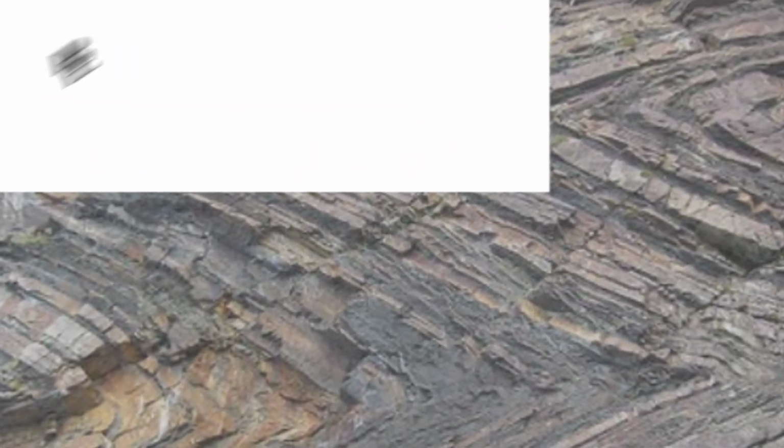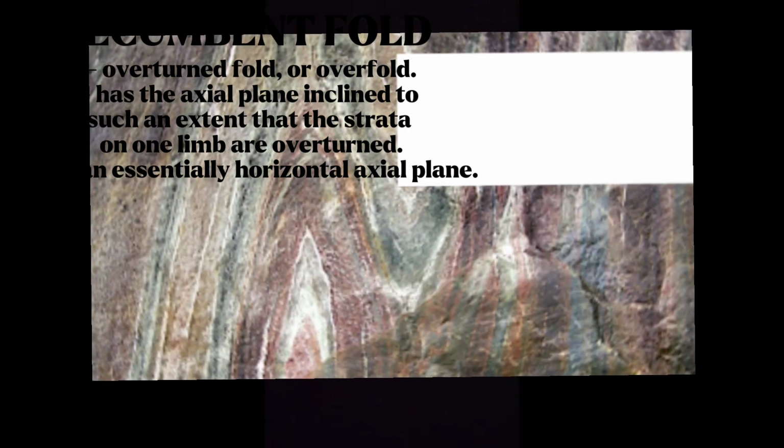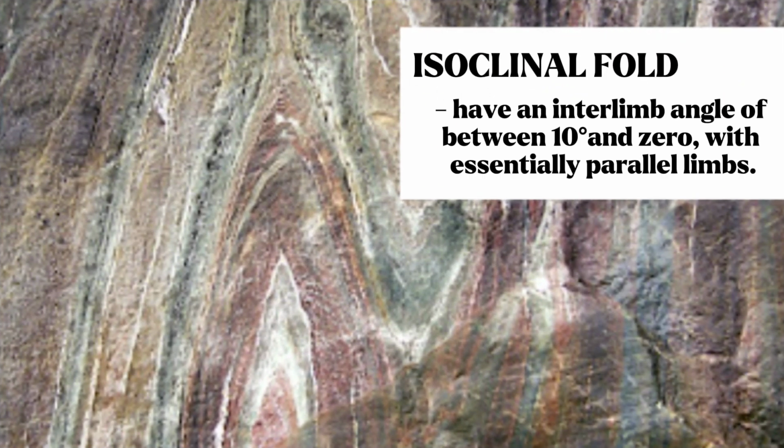Next is recumbent fold. Recumbent folds are overturned folds. An overturned fold or overfold has the axial plane inclined to such an extent that the strata on one limb are overturned. A recumbent fold has an essentially horizontal axial plane. Next is isoclinal fold or isoclines. It has an interlimb angle of between 10 degrees and 0 with essentially parallel limbs.